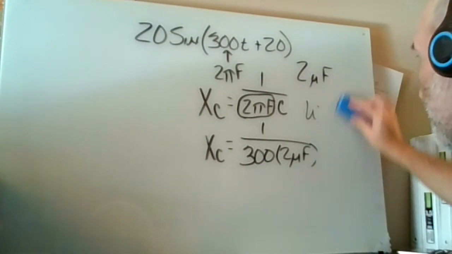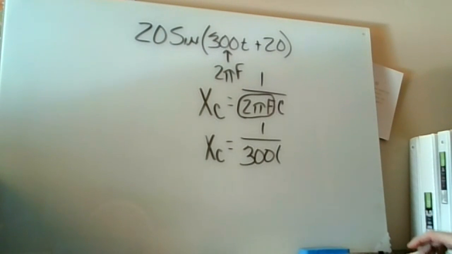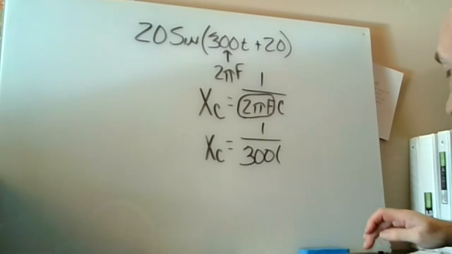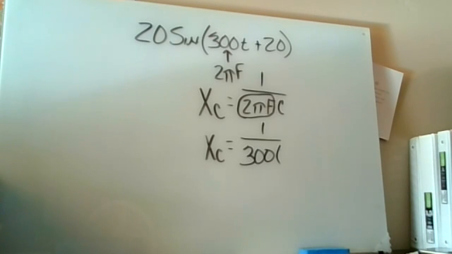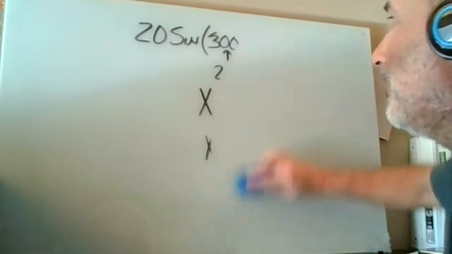What does that actually work out to? I don't know. Let me see. 300 times 2 micro. I got 1.667 k ohms at an angle of negative 90. Sure, I did it right. Yeah, that's what I got. That's the easy way to do it, because then you don't have to worry about getting the frequency, and it's less numbers you have to punch in the calculator.